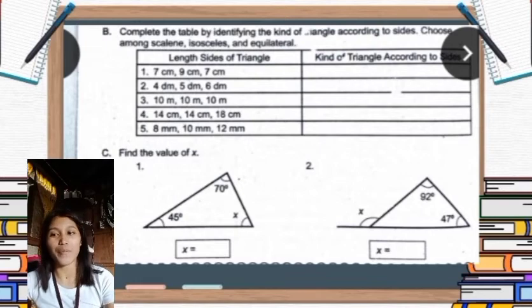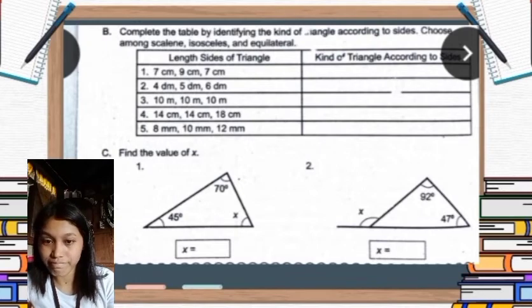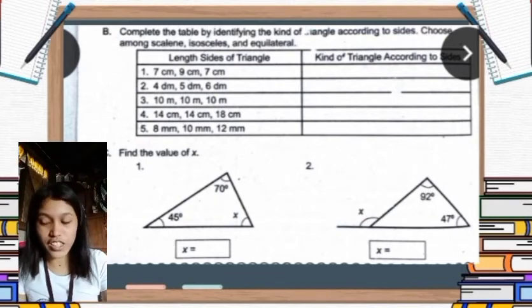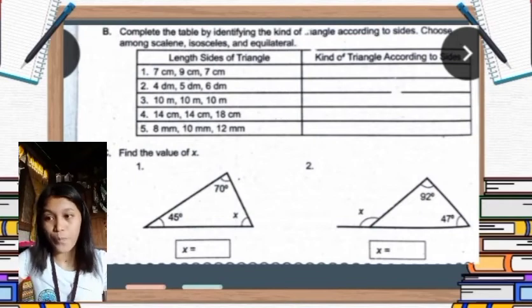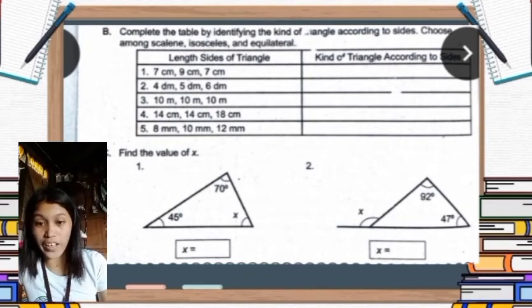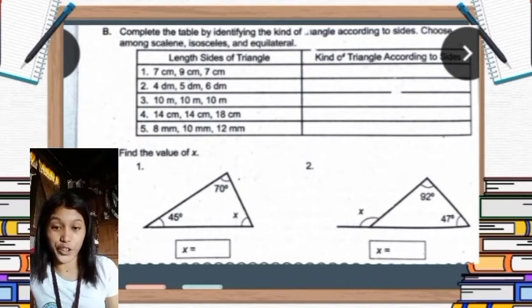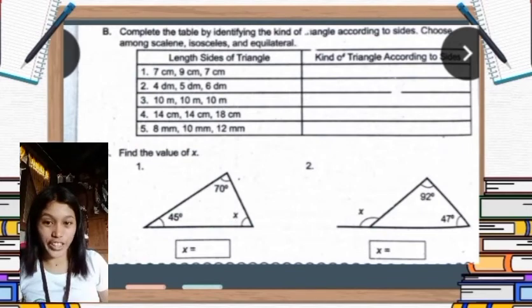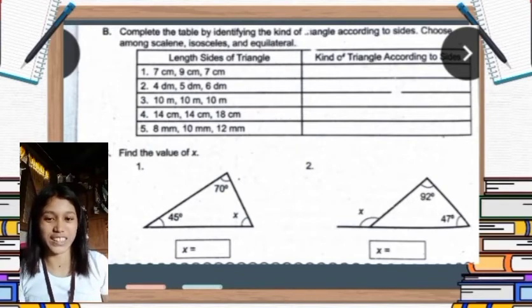So number 2, it is an obtuse triangle because the measurement is more than 90 degrees. 92 plus 47 is equal to 139. The sum of the angles of a triangle is 180, so 180 minus 139 is equal to 41. So the value of x is 41. That's all. I hope you've learned from this lesson. Thank you and God bless everyone.